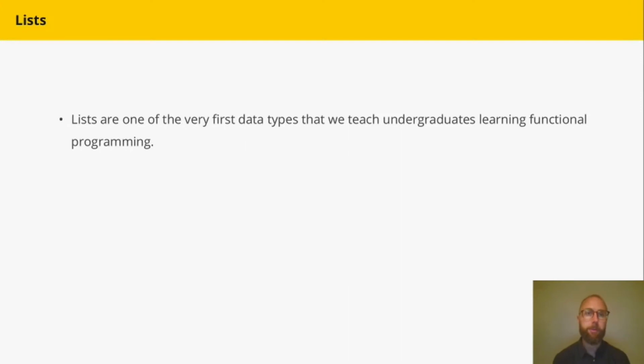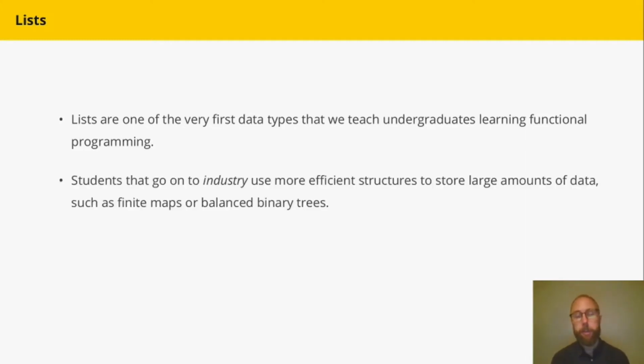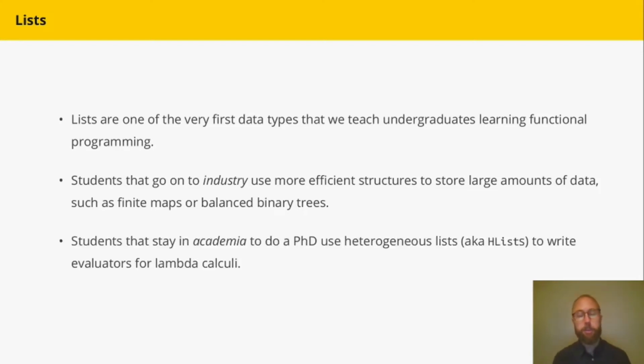And they're a great vehicle for explaining concepts such as higher order functions with maps and folds, recursion, or polymorphism. But as our students mature, they typically take one of two career paths if they're interested in functional programming. On the one hand, if they choose to go into industry, they quickly realize that if they need to store any serious amount of data, you need better data structures, such as finite maps or some form of balanced binary tree.